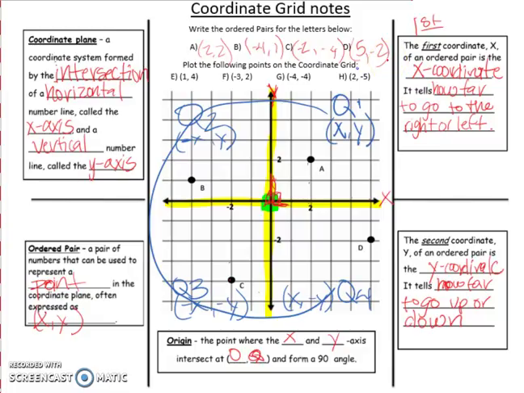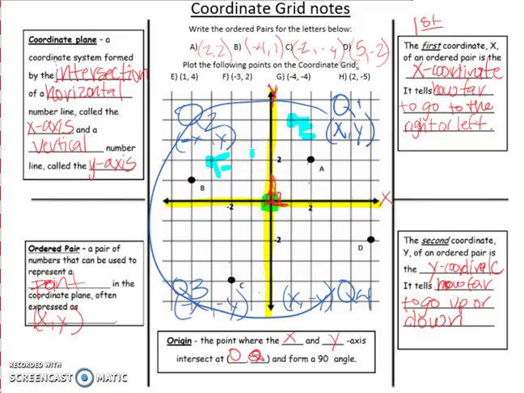All right, so it says next, plot the points on the coordinate grid, and then we'll label them. So E is at 1, 4. So start at 0, go over 1 and up 4. So that's our first point, and that's E. Then our next one is F, -3, 2. 1, 2, 3, 1, 2.